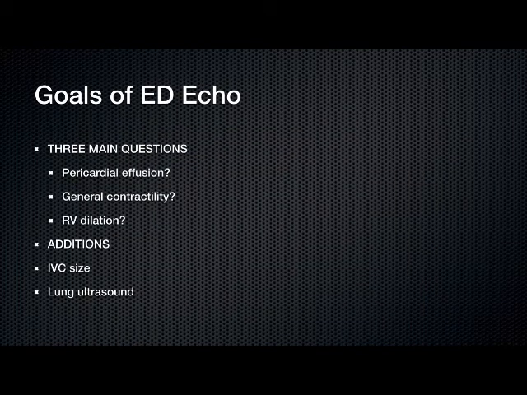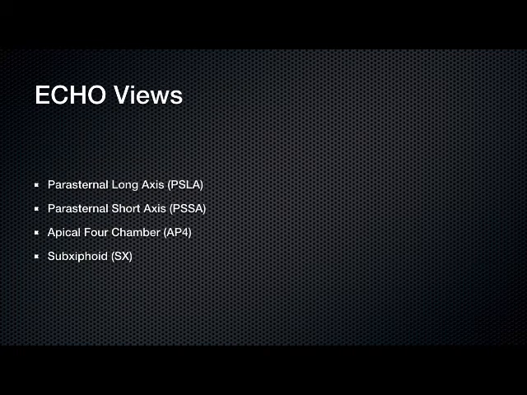Now when it comes to echocardiogram, or the heart ultrasound, I mentioned earlier we're looking for fluid around the heart, which is a pericardial effusion. We're looking for general contractility, which is basically how well the heart is squeezing. And then we're looking for what's called right ventricular dilation, which can be indicative of a massive blood clot in the lungs. And then there's some other things we can look at as well.